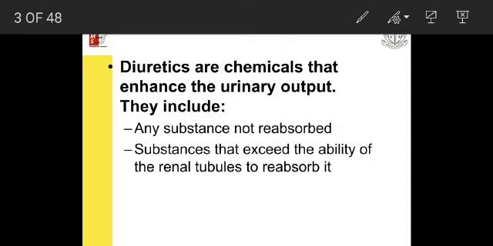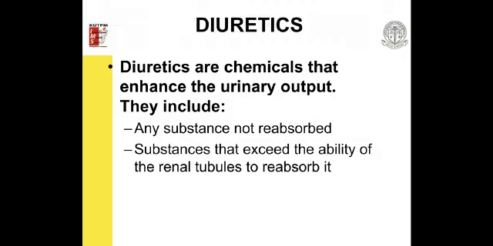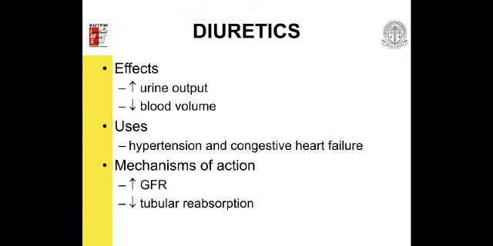So diuretics are chemicals that enhance the urinary output. Most of them are not reabsorbed, as they exceed the ability of the renal tubule to reabsorb them. The effect of diuretics is increased urine output with decreased blood volume. They are used in hypertension and congestive heart failure, and the mechanism of action is to increase GFR and decrease tubular reabsorption.